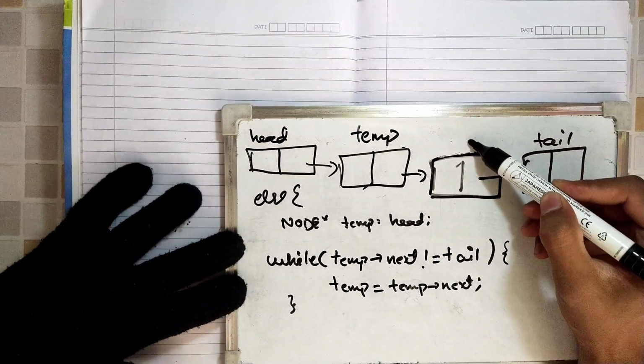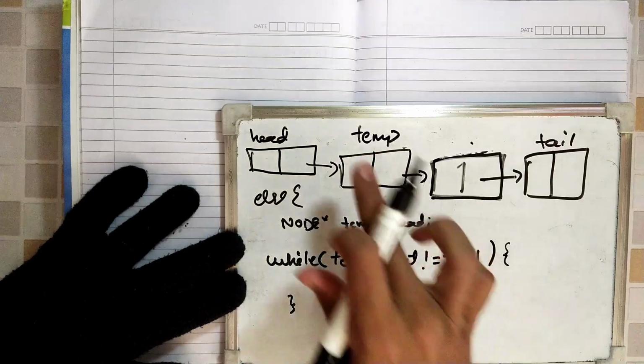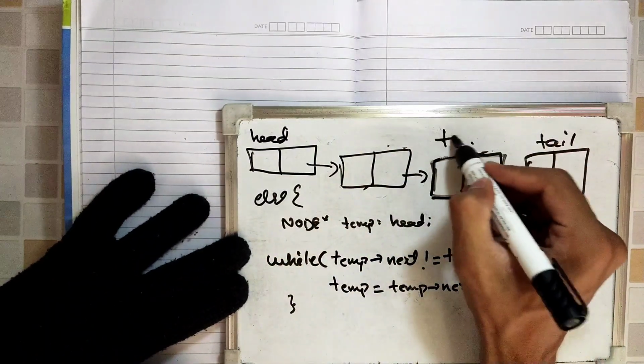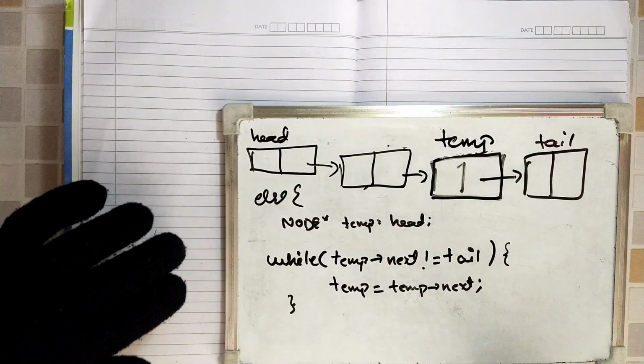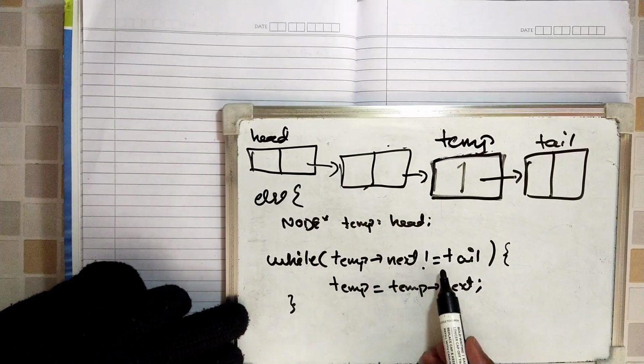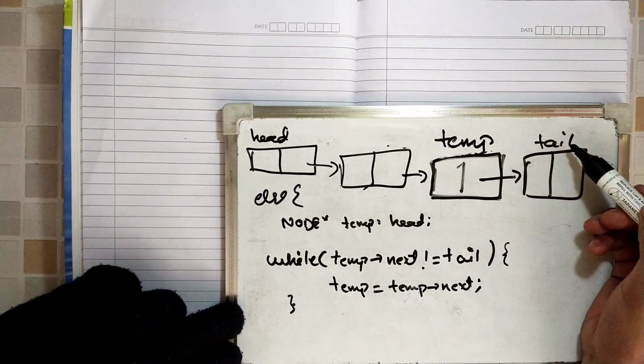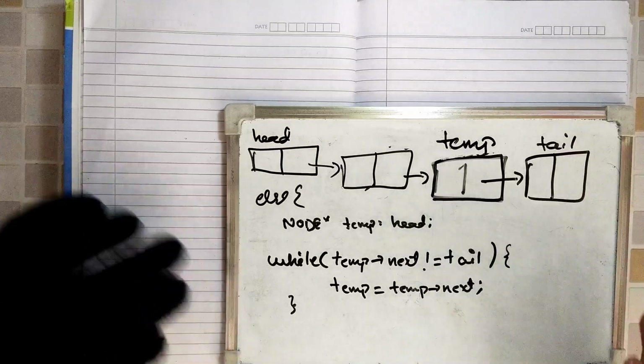Is it tail? No, it is not equal to tail. Now what will happen? temp equals temp of next. So my temp will jump here now. Again you see here, temp of next is not equal to tail. Temp of next is my tail now. Is it true? So it will come out of the loop.